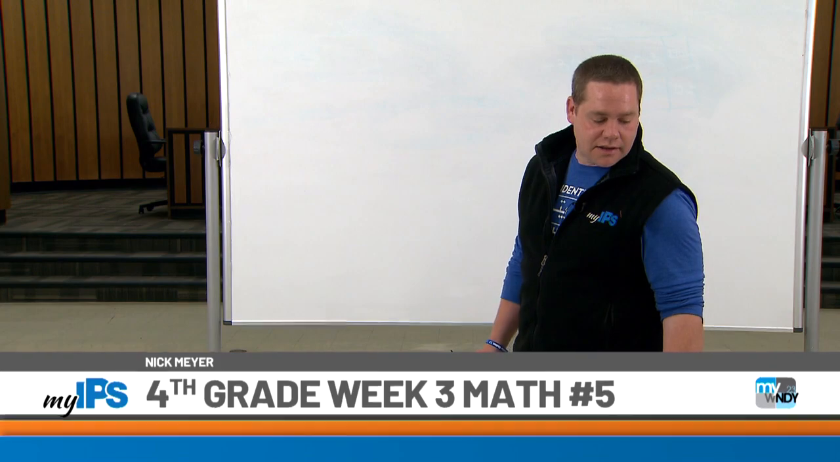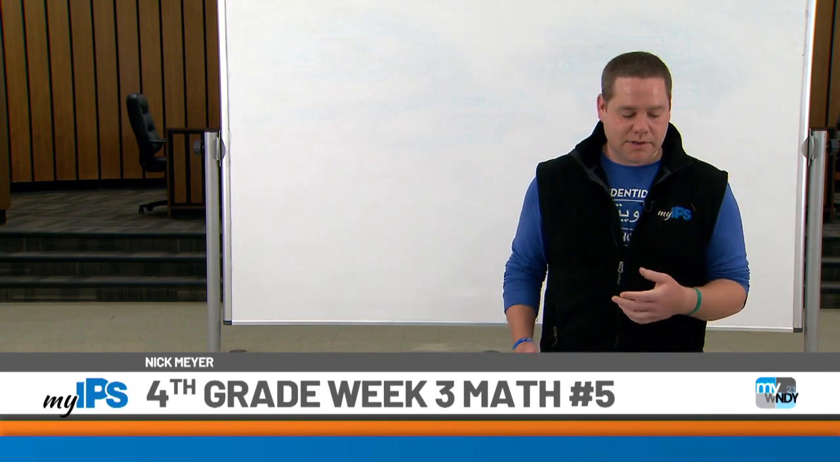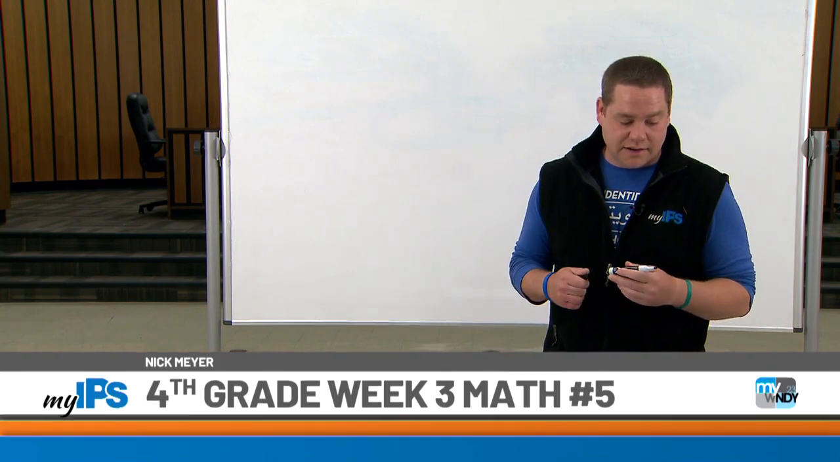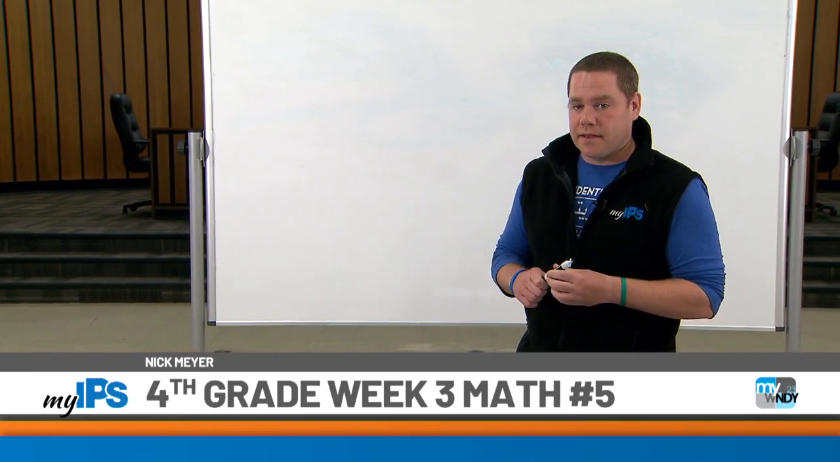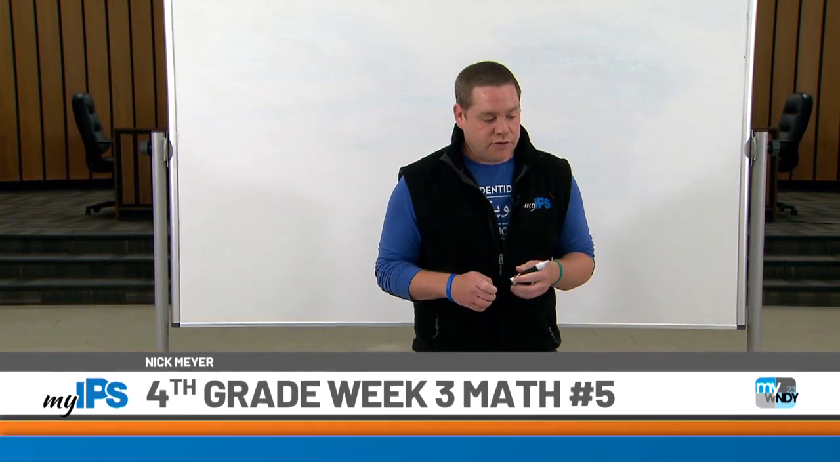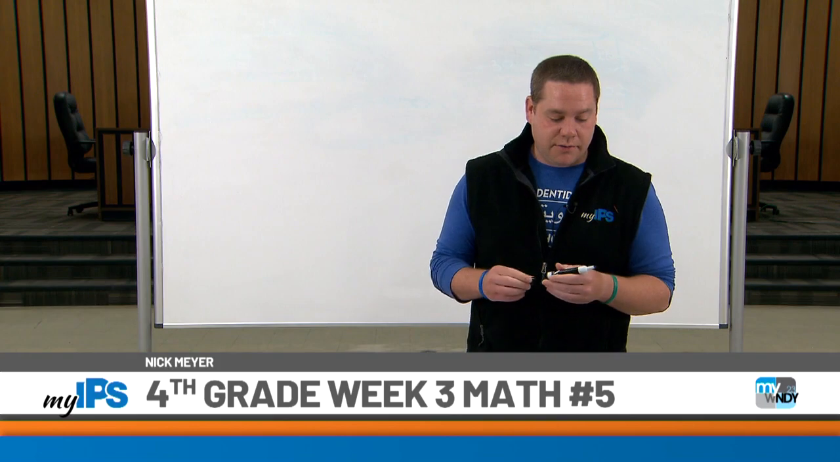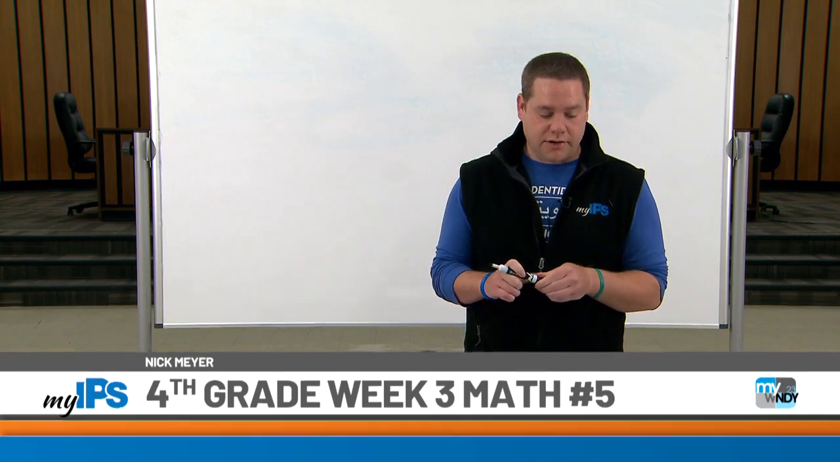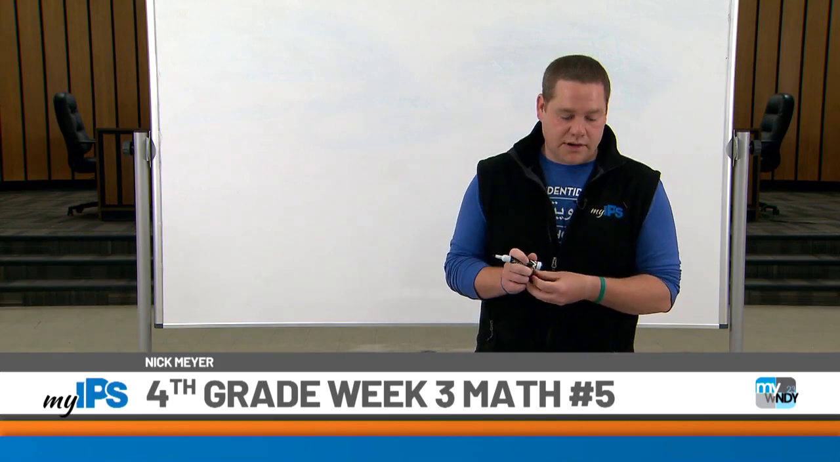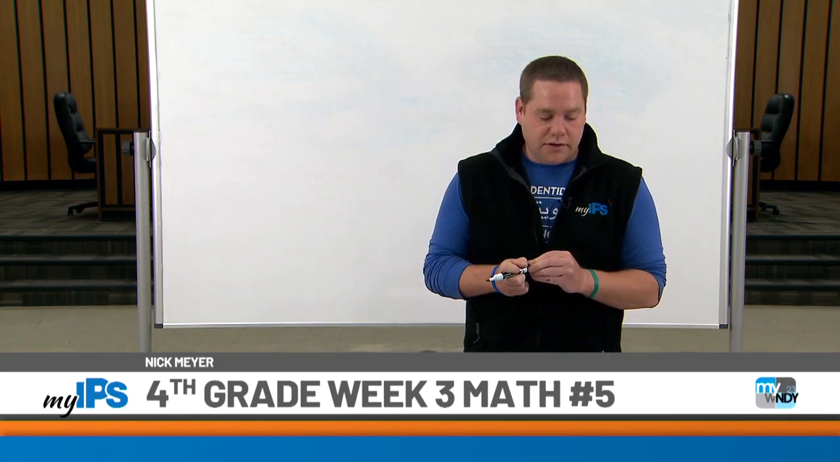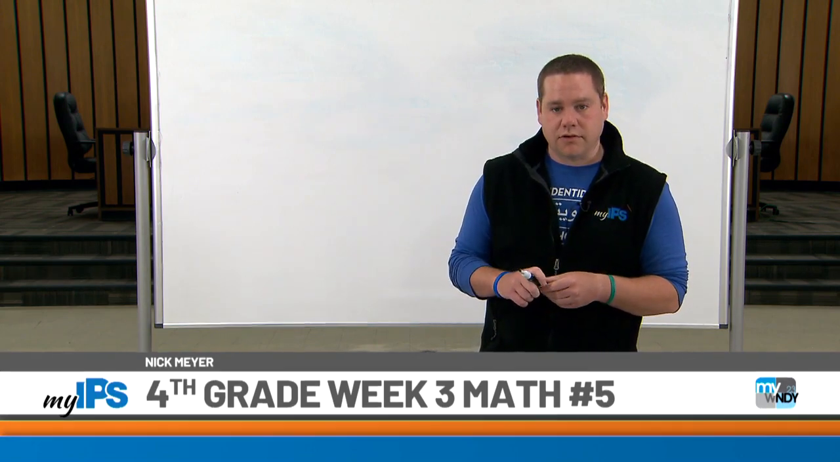It's Mr. Nick. If we look at our very first problem of today, we're looking again at area and perimeter. It is asking us, draw and label a rectangle with an area of 32 square units and a perimeter of 36 square units. Use numbers or words to show that you are correct.